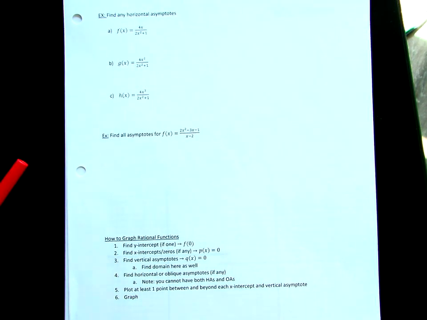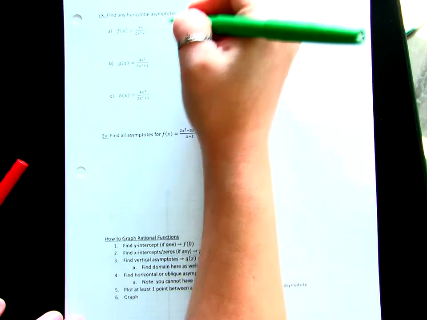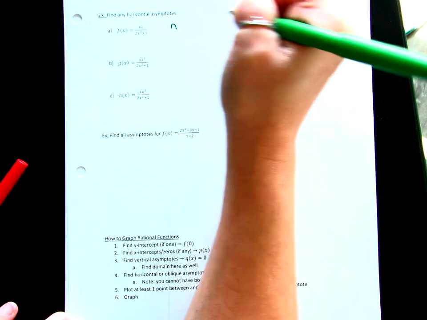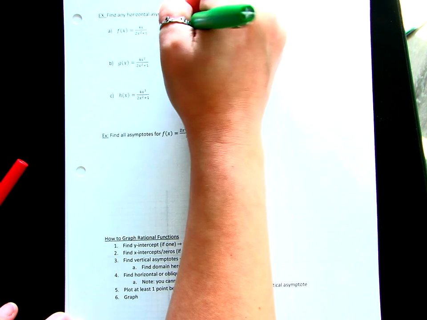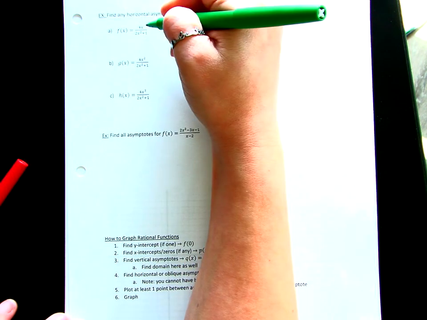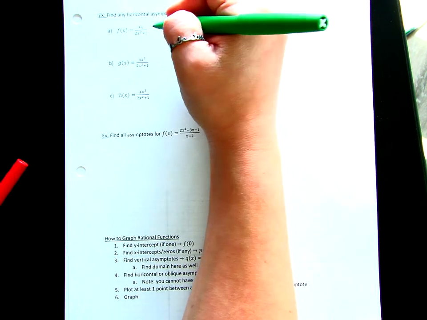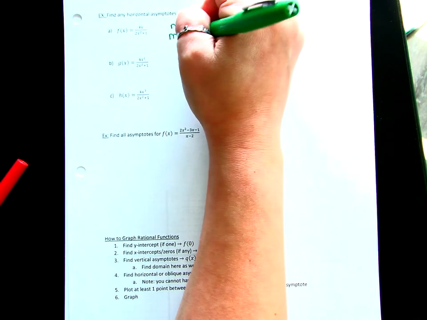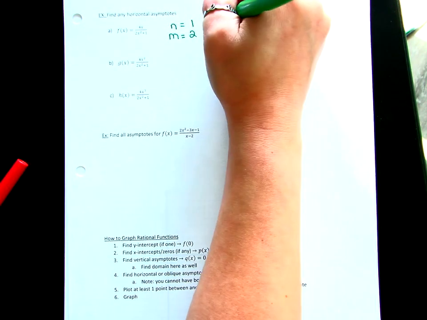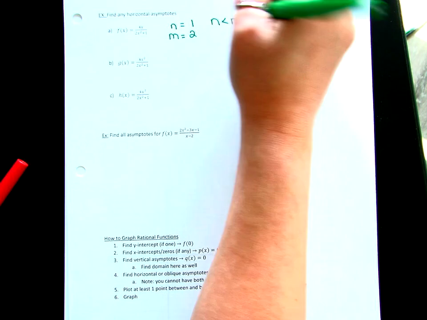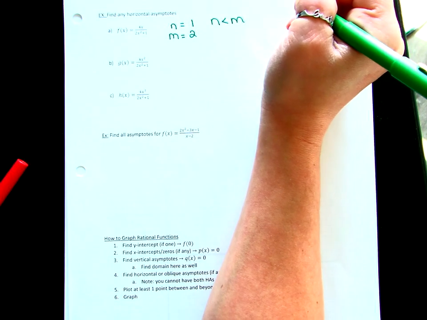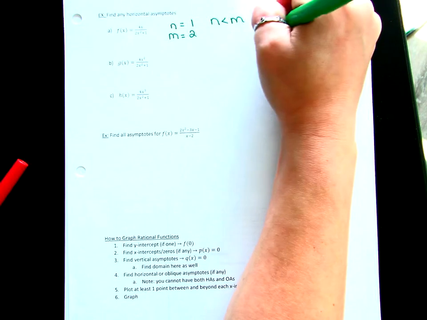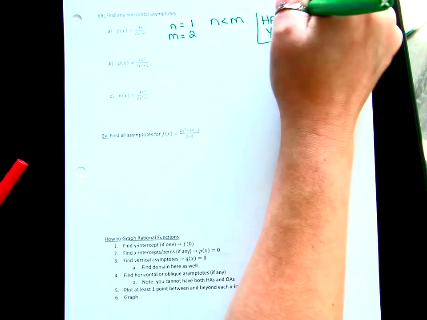So what we need to do is look at the degree of the top, that's our n, and compare it to the degree of the bottom, that's our m. So what is the degree of the top polynomial for this first example? 1. And what is the degree of the bottom? 2. So we have a situation where n is less than m. And if n is less than m, then we have a horizontal asymptote at y equals 0. No computing necessary.